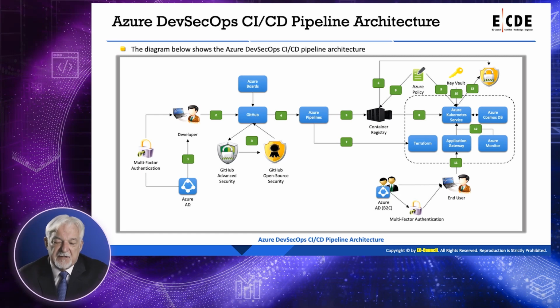So the end users can authenticate with Azure AD B2C, which is business customer or client. And it's required, and you can put in requirements to use MFA for extra security. You can be routed through the Application Gateway. That can be load balanced to protect core services, etc.